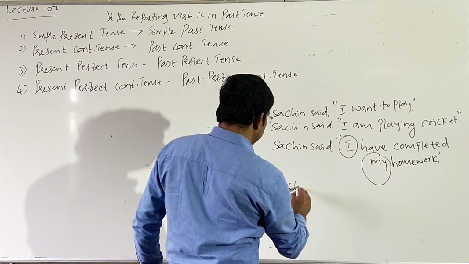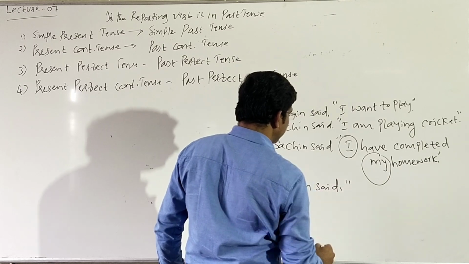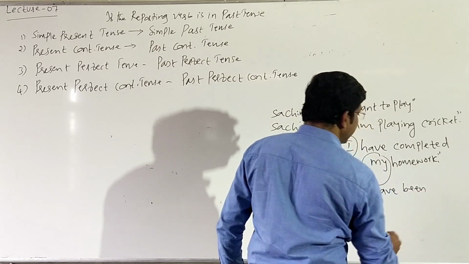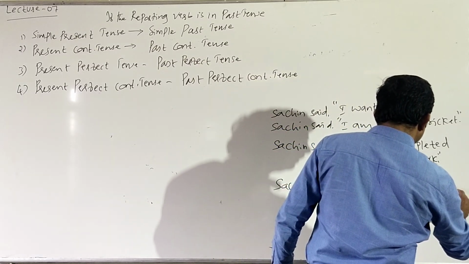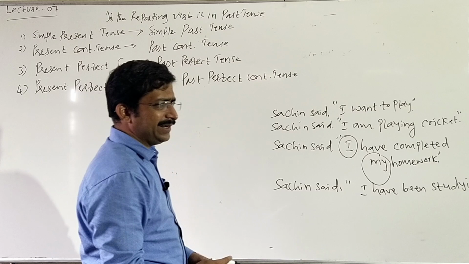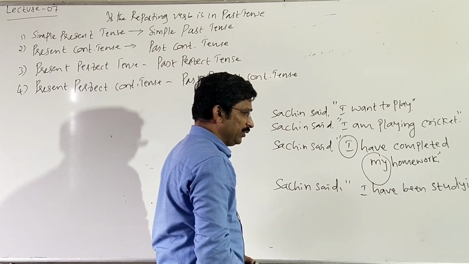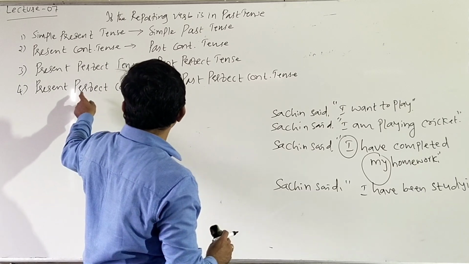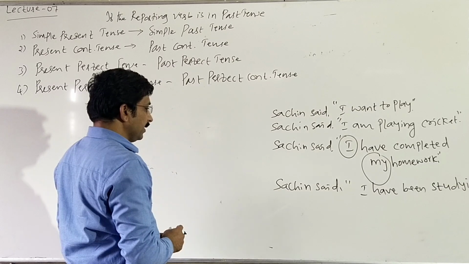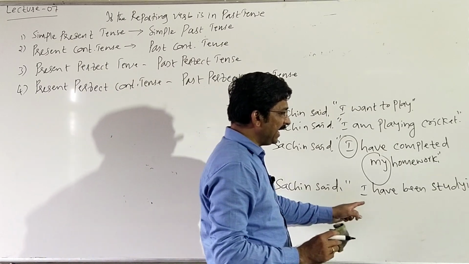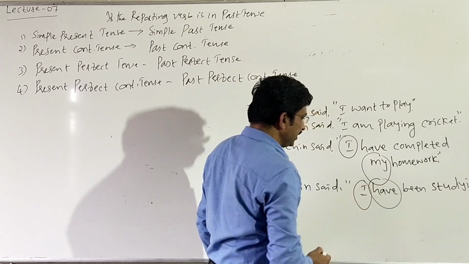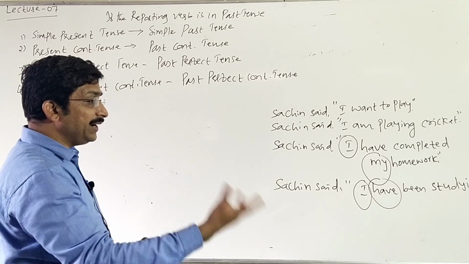Here, Sachin said, "I have been studying." You can write anything, like I have been studying science, arts, commerce. The structure is subject plus have plus been plus V1 plus ing plus or minus object. Here, past perfect continuous tense: Sachin said that he had been studying. In the indirect form, I changes into he, and have changes into had.